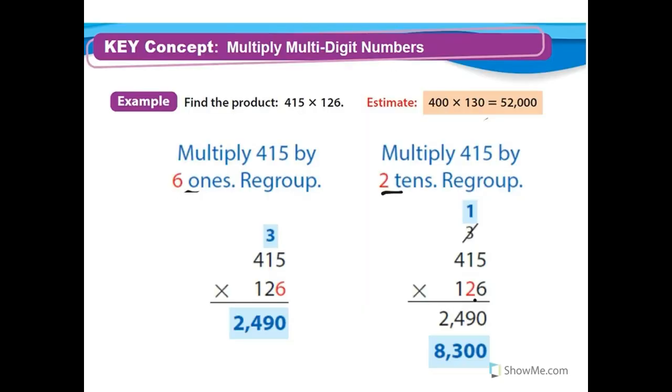Alright, so let's look at our key concept. Multiply multi-digit numbers. We're going to find the product of 415 times 126, and they estimated at 52,000, so it's going to be around 52,000. Alright, so they multiply 415 by 6 ones, and then they regroup using that 3, because 6 times 5 is 30, so they have that 3 in the tens place, right? And then they multiply 415 by 2 tens and regroup. See, they get the tens place there, and then 2 times 5 is 10, so they drop that 0, put the 1 there.